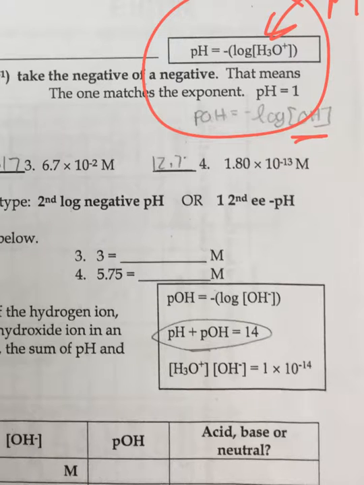All right, so we've got 10 to the negative pH, okay? And then the other one is going to be 10 to the negative pOH, all right? The important thing that a lot of people forget is that negative, so don't forget that, all right?